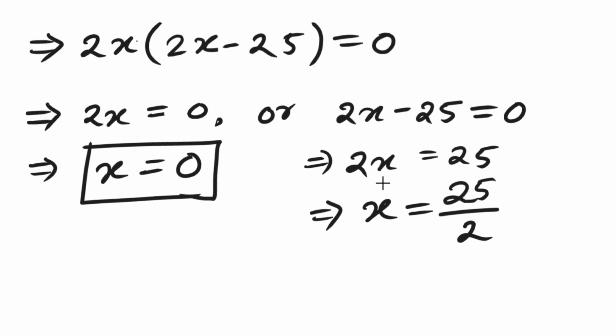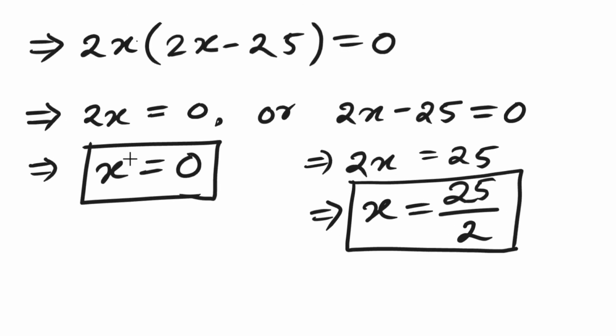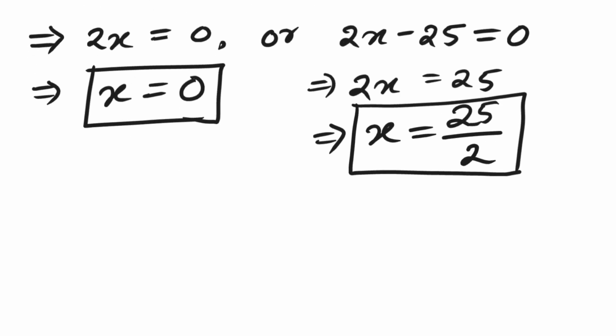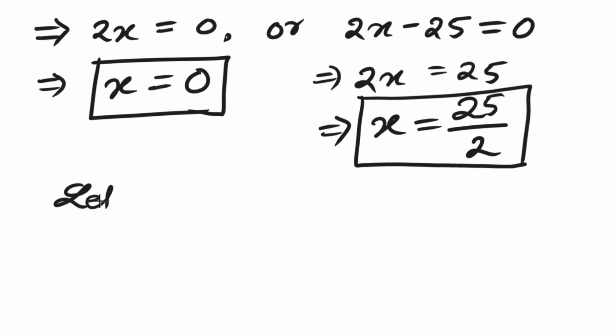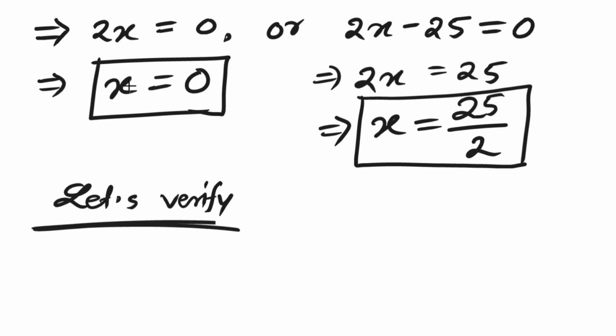At this point, it may look like we have two answers, but we're not finished yet because whenever we square both sides of an equation, we must always check our solutions in the original equation.